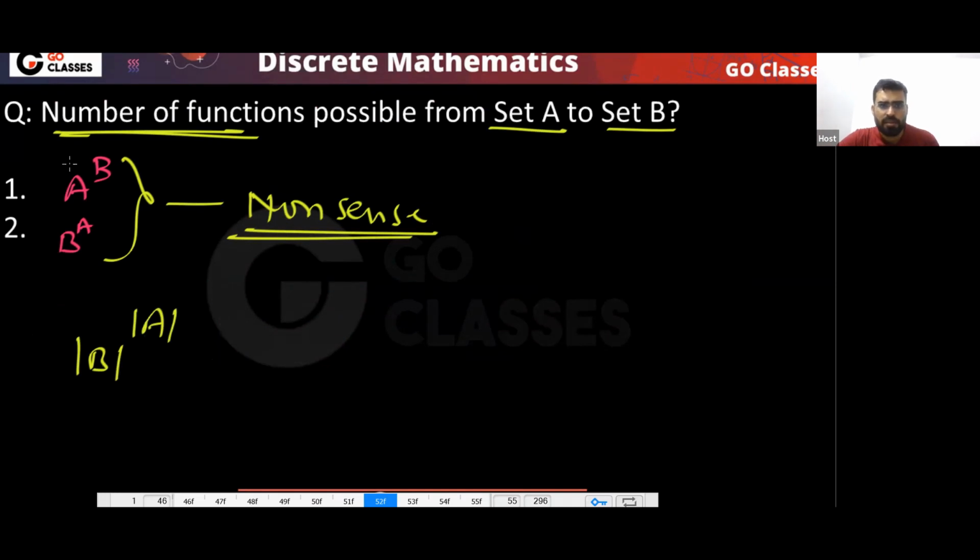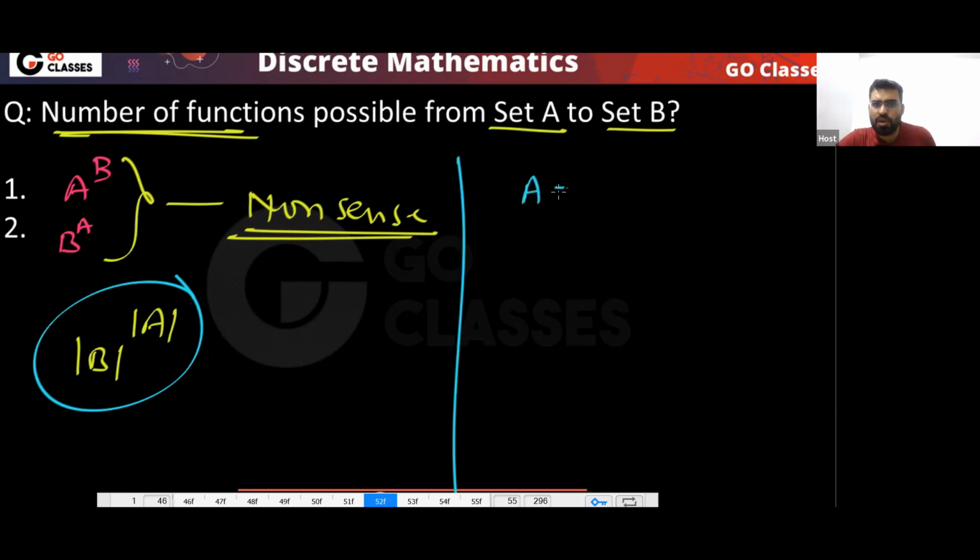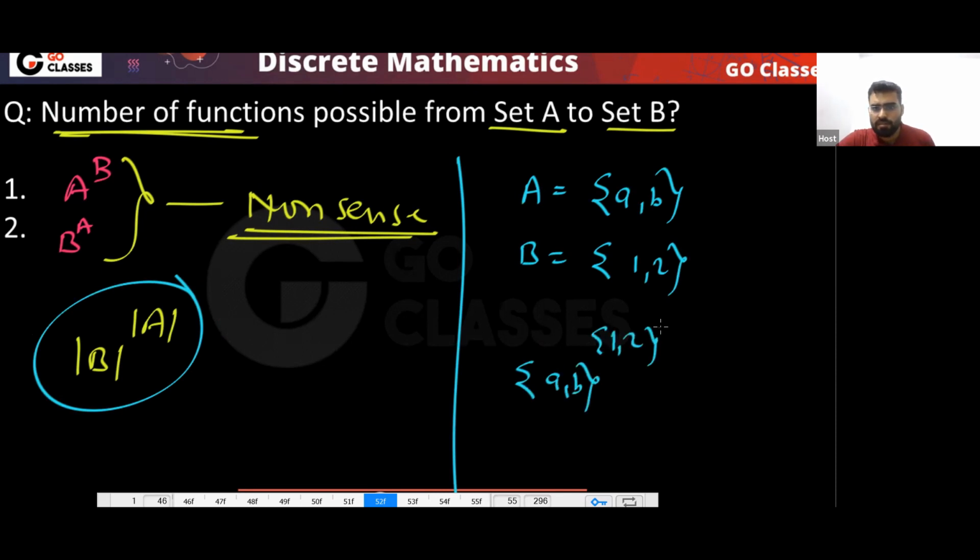Anyway, I just wanted to tell you that this is nonsense. Don't write like this. If you have a set, for example, A comma B, and you have a set, for example, B, then this does not make any sense. This thing is nonsense. So the answer will be cardinality of B power cardinality of A.